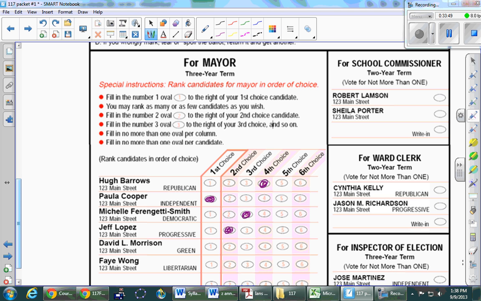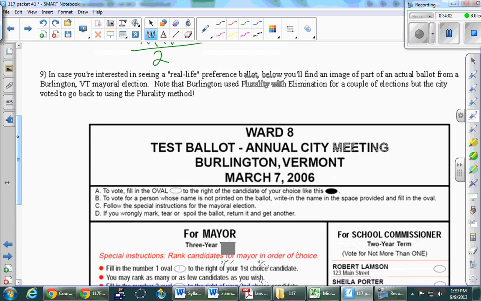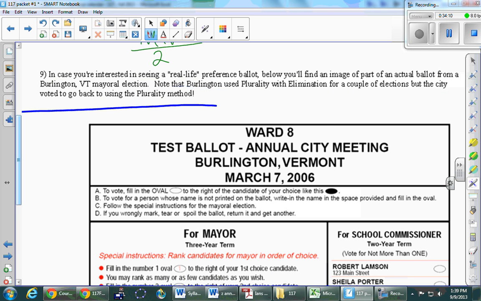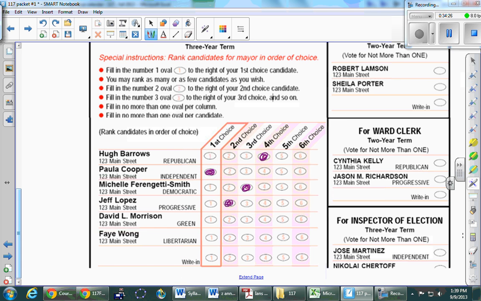It's very easy to implement. That said, oh, and by the way, you don't need to vote for everybody. It says you can vote for as many or as few as you want. So if you really don't think that David is any good, don't even fill in 6 for him. Anybody you want, and you can leave blanks. So it's very easy to do. I will just put out there, Burlington used plurality with elimination for a couple of elections. They have more recently voted to go back to the straightforward plurality method. They clearly have not taken this class. We will talk about why that's a bad choice next class. But they voted to go back. I don't know how they voted. Okay, so that's what that looks like.